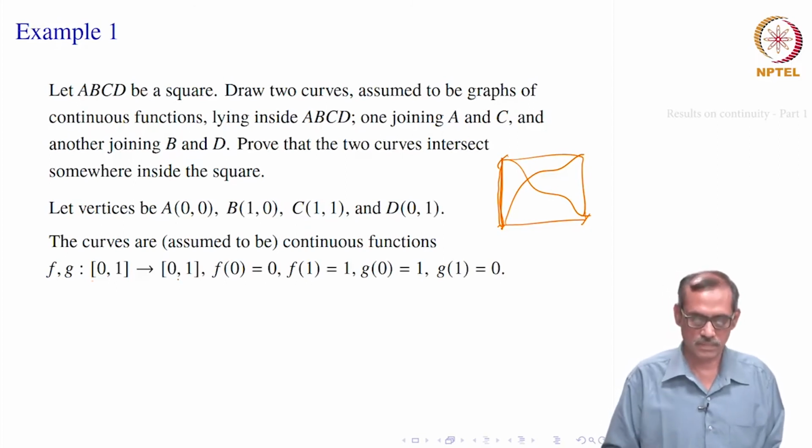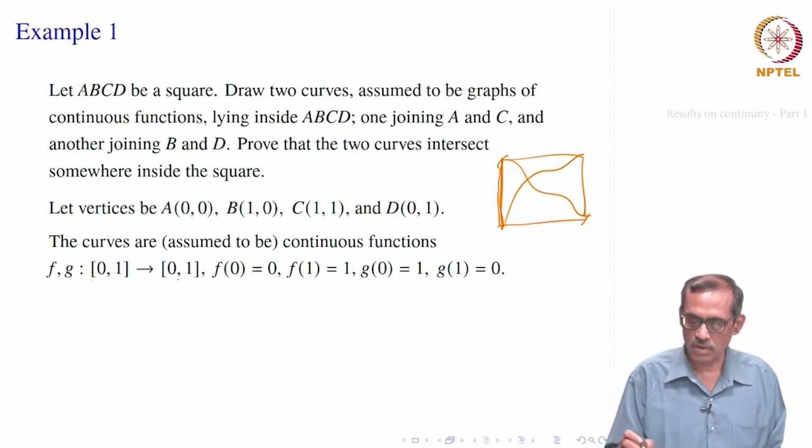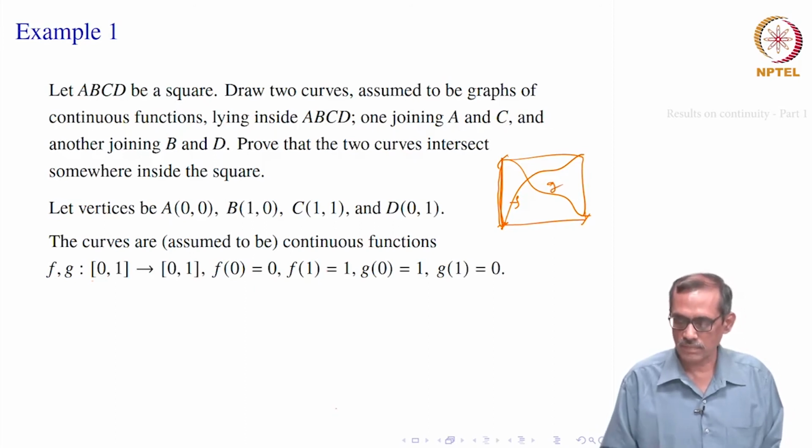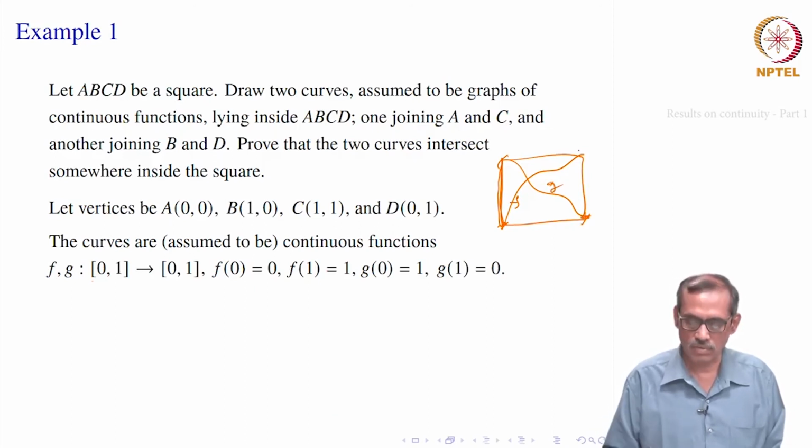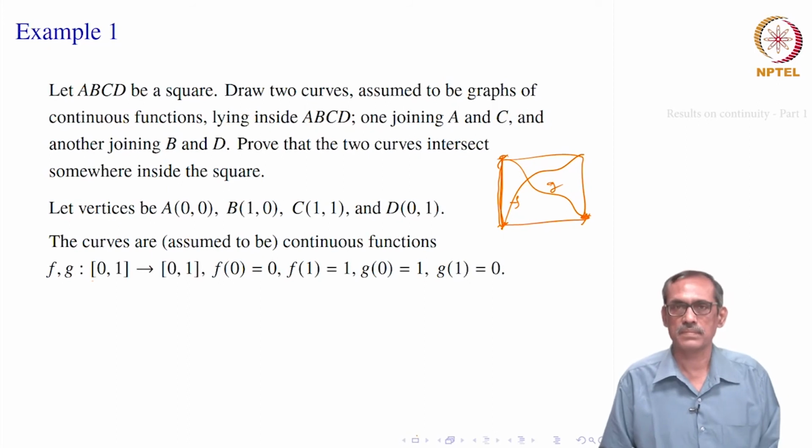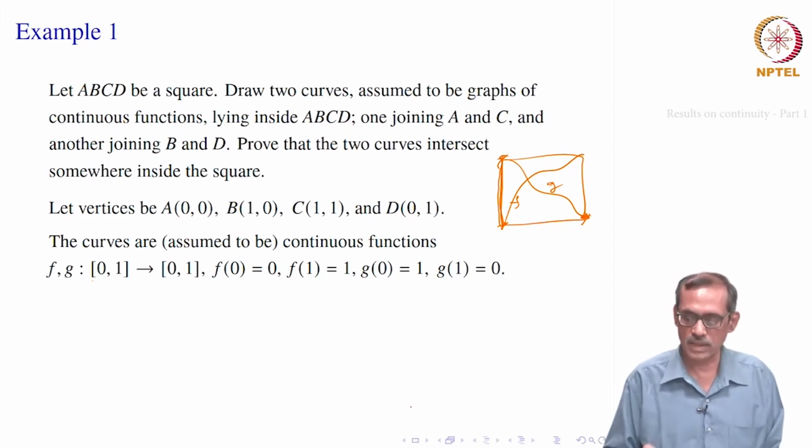That is obvious. Now, what is f of 0? F of 0 equals 0 here. This is our f and this is our g. So, f of 0 equals 0 and f of 1 equals 1. g of 0 equals 1 and g of 1 equals 0. This is what we get. Both are continuous functions. I think this much information is enough. We will not need the picture after this.